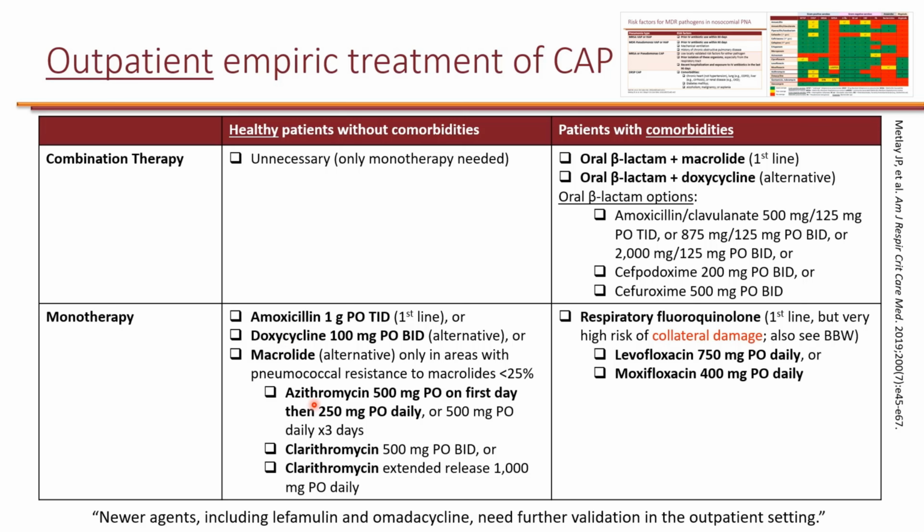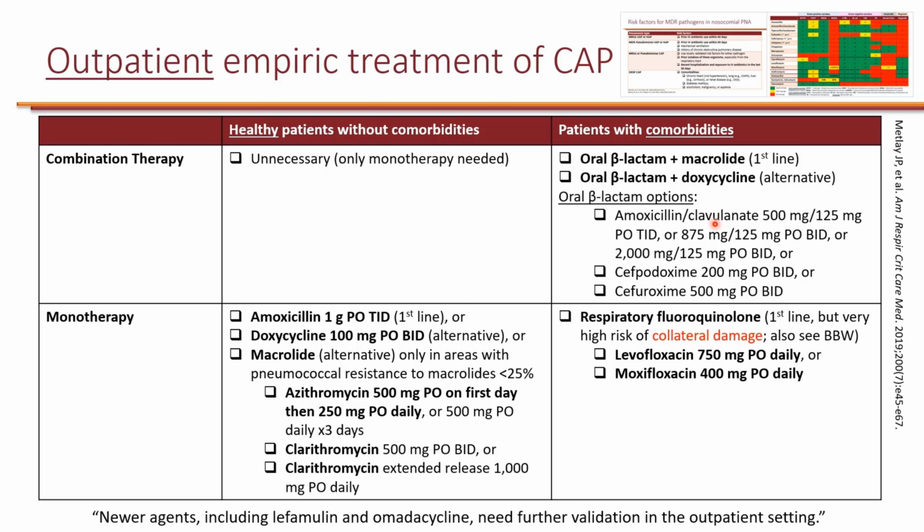Now, for those patients who have comorbidities, because they are at increased risk of having drug-resistant strep pneumo, you don't want to use a single agent, so we use a combination so that we have good coverage. So we have oral beta-lactam and macrolides as first line. And then if someone cannot tolerate that option, alternatively, you can use a combination of oral beta-lactam with doxycycline. And of course, your options for oral beta-lactam could be a low-dose amoxicillin clavulanate. So, since you have another agent to cover it, a low dose will be okay. And of course, you can still have the option to use a high dose.